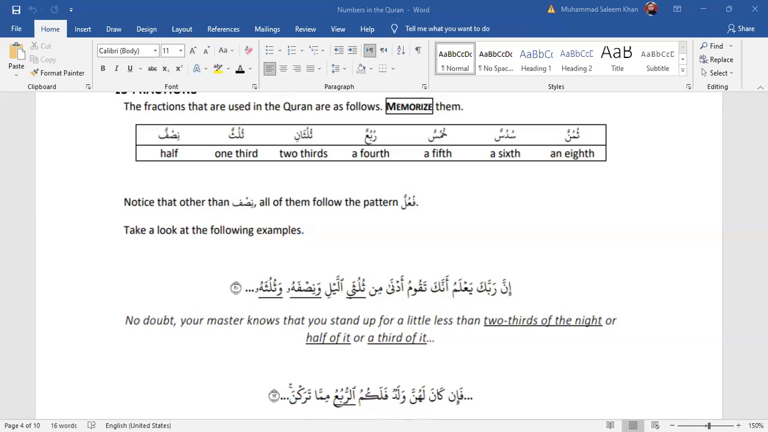Okay, now the ya here is sakin. What's the rule of connecting a sakin to the next one? Two sakins cannot come together. Here the ya is sakin, and it's not sakin just because it is a ya sakin. It's sakin because of the rules of the language, the dropping of the noon. So when there is a sakin, we have to connect it with kasra.